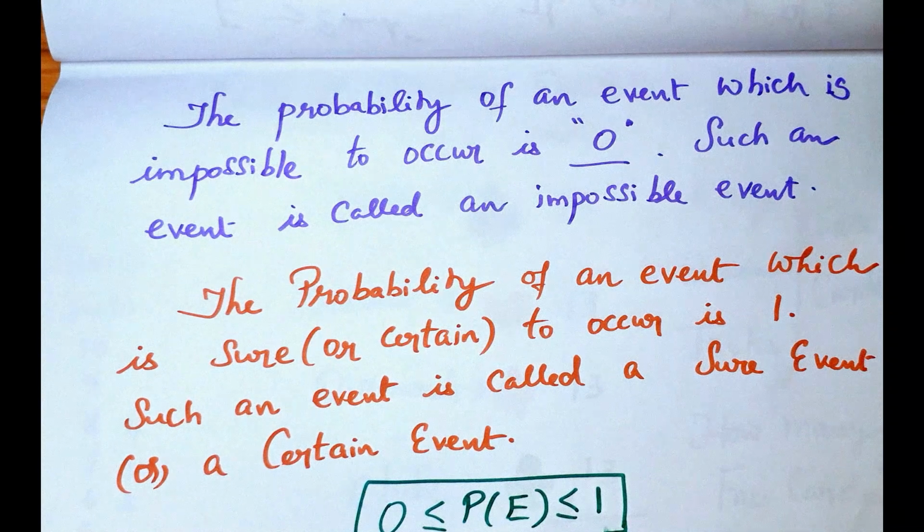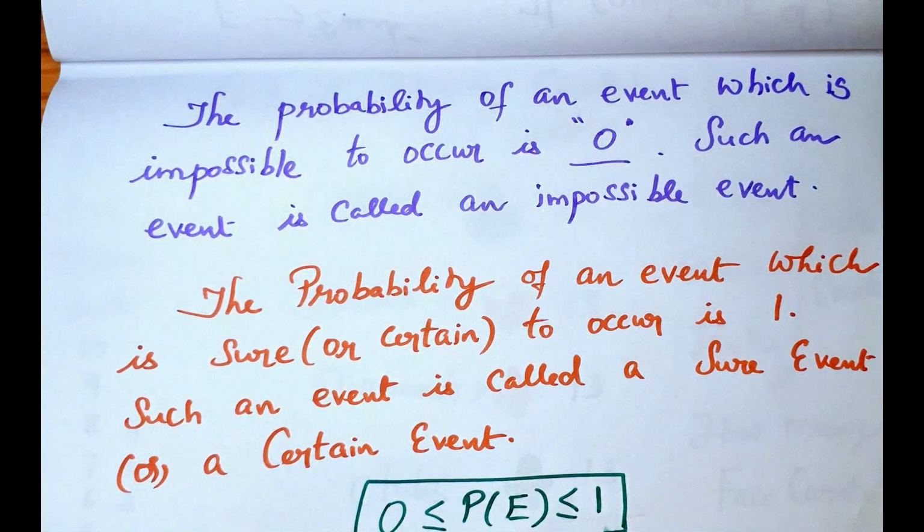The probability of an event which is impossible to occur is 0, and we have a particular name for such an event. It is called an impossible event. I repeat, if the event is not going to happen, if it will never happen, then it is an impossible event. So it has a name: it is an impossible event. Does it have any chance of probability? It is never going to happen. So such an event has the probability 0.